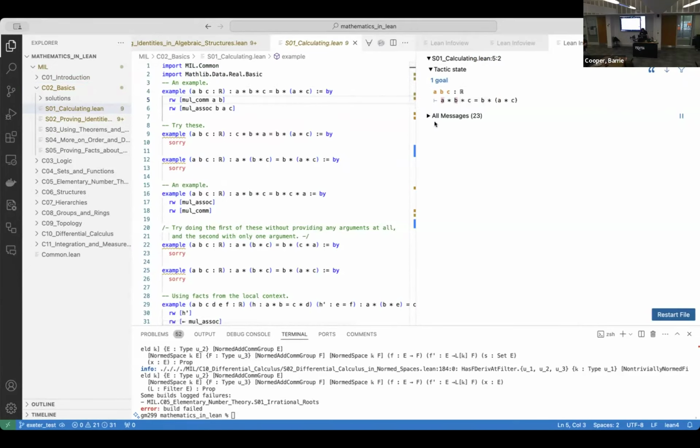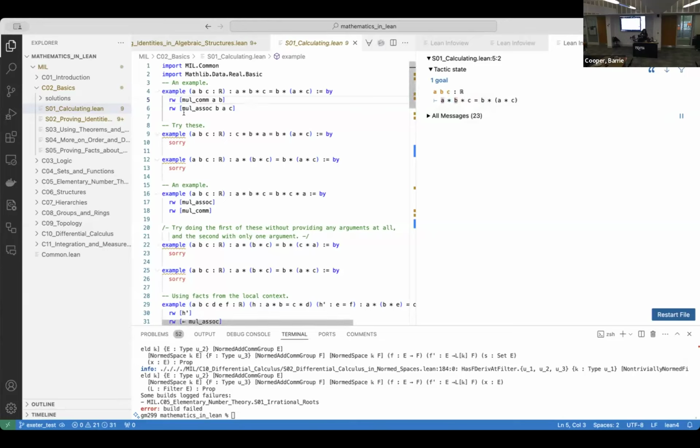Well, one way to tell how things are bracketed, I think Patrick mentioned this, is that if you put your cursor in the info view window, it will highlight things that are together. So yes, multiplication is left associative.